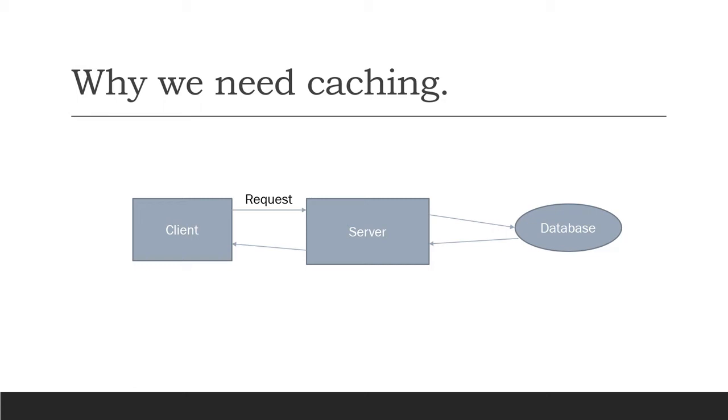So the client sends the request to the server, the server goes to the database, retrieves the large amount of data and keeps it in the cache memory, then sends it back to the client. If the client needs the same data again, instead of retrieving it from the database, it will be retrieved from the cache. For that purpose we are using the cache. Saving time is the most important aspect.